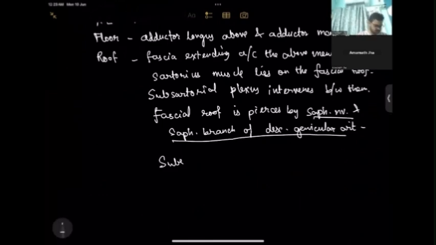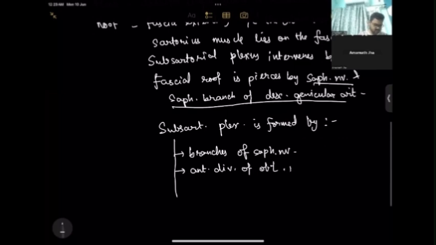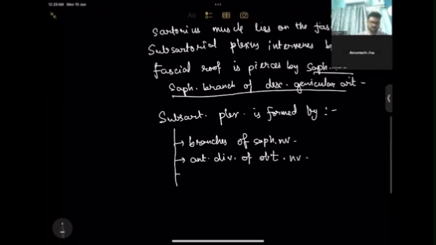Now look, the subsartorial plexus is formed by branches of the saphenous nerve and the anterior division of the obturator nerve. Again, when we read the obturator nerve, we'll go through these things. Very interesting. And then you have, in Snell's Clinical Anatomy, the full branching looking like a tree. Very interesting.